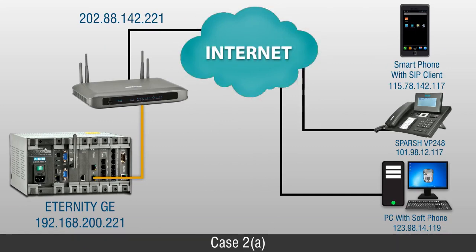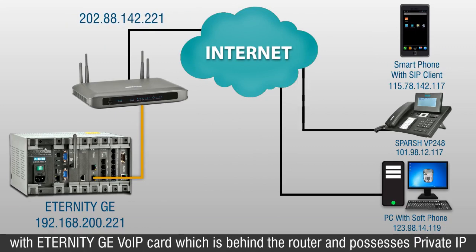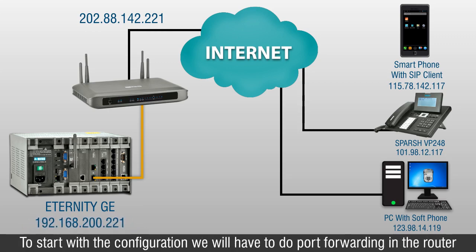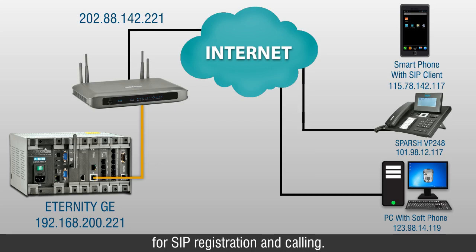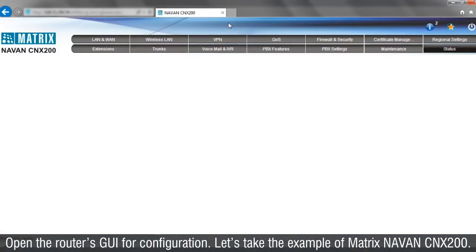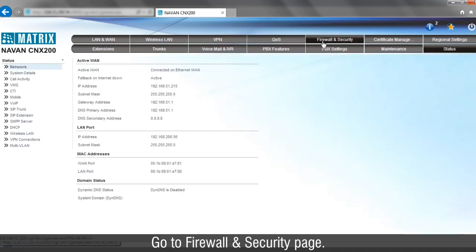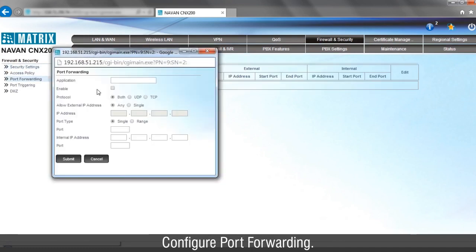Case 2A. SIP extension uses public network, external network, to get register with Eternity GE VoIP card, which is behind the router and possesses private IP. To start with the configuration, we will have to do port forwarding in the router to provide public IP address to the WAN port of Eternity VoIP card for SIP registration and calling. Open the router's GUI for configuration. Let's take the example of Matrix Navan CNX 200. Go to Firewall and Security page. Go to Port Forwarding. Configure Port Forwarding.